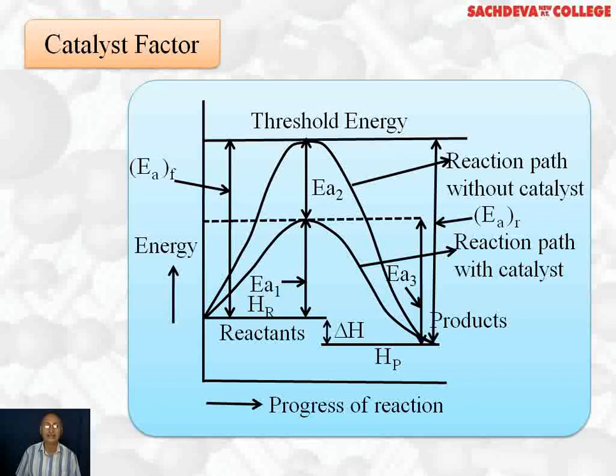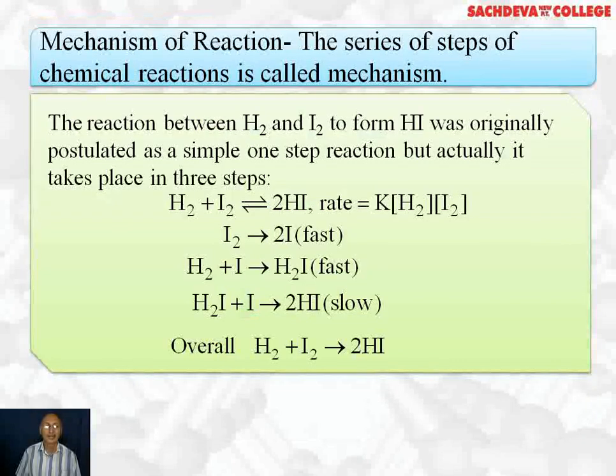That is why, in a reversible reaction, a catalyst does not affect delta H, delta G, delta S and the equilibrium constant K. It only helps in bringing the equilibrium faster. It increases the rate of both the forward as well as the backward reaction equally, and the equilibrium is attained faster in the presence of a catalyst. Now we are going to take up the mechanism of the reaction.